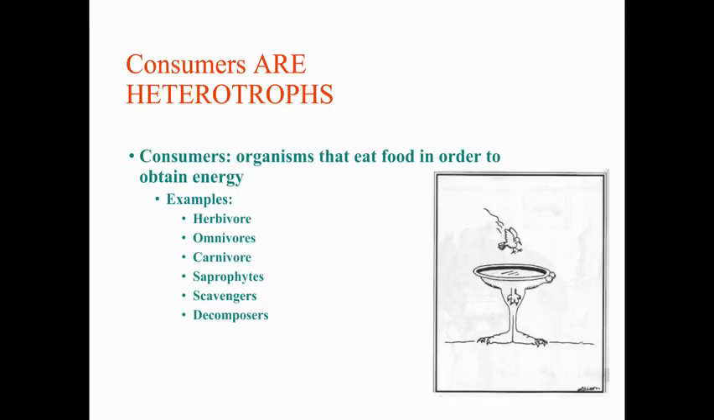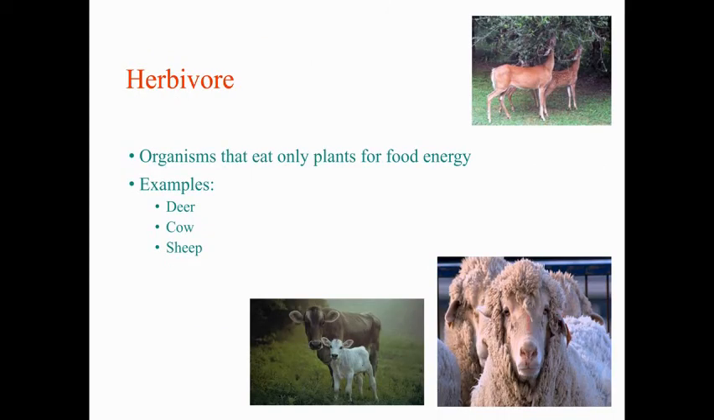Consumers are heterotrophs. They must consume food in order to obtain energy. This will include the herbivores, omnivores, carnivores, saprophytes, which are decomposers, and scavengers and parasites. So let's go through all those.